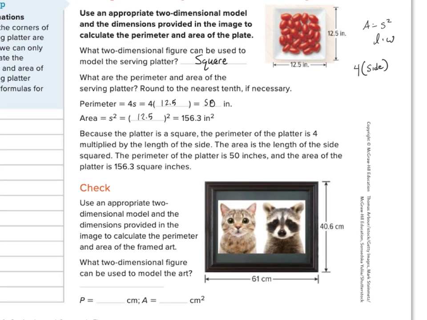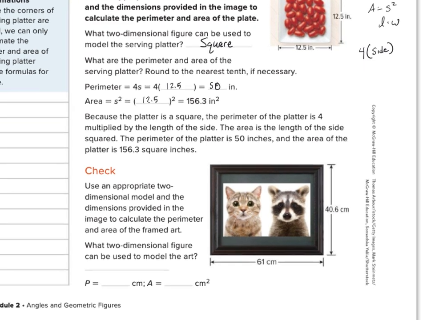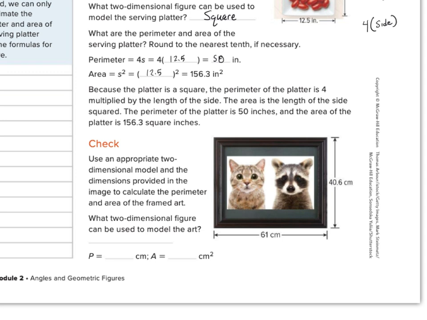And then that's what we're looking at here, being able to utilize these real-world items. Let's see here, in this check, looks like we have a cat and what we affectionately called back home a Mississippi trash cat. So looking at this, hopefully you can say it looks like it's being modeled with a rectangle. And let's see here, two-dimensional figure that can be used, a rectangle. And then on our sheet, we know that the perimeter is equal to 2 times my length plus 2 times my width. And then the area is equal to the length times the width.